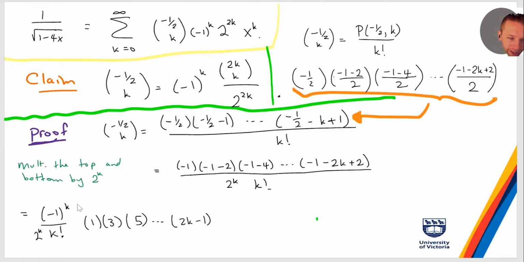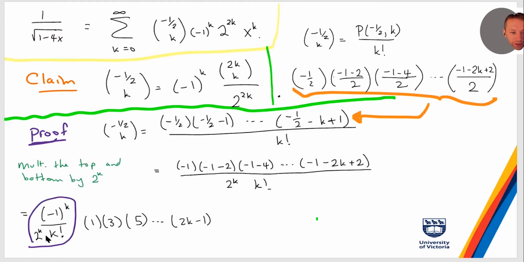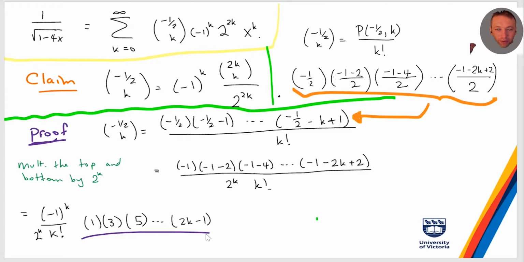So I pull out all these negatives and I get negative 1 to the k. If you think about what I've got here, it's negative 1 to the k over 2 to the k factorial, times the product of all the odd numbers, 1, 3, 5, up to 2k minus 1. I've got all the odd numbers, which is weird. But if you think about it, multiplying all the odd numbers from 1 to 2k minus 1 is the same thing as multiplying by all the numbers 1 up to 2k, and then dividing by the even numbers to cancel them.